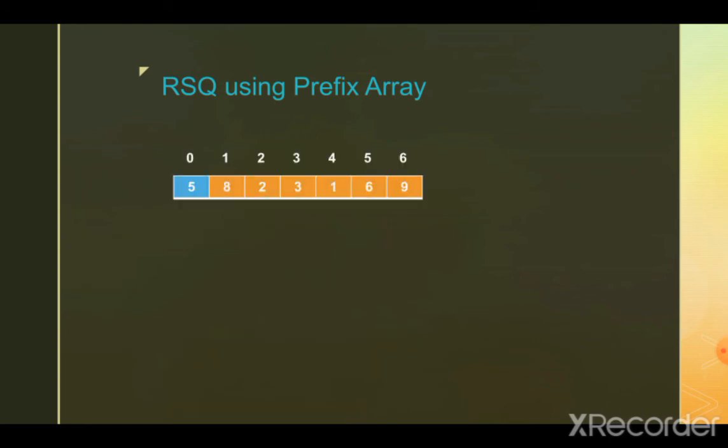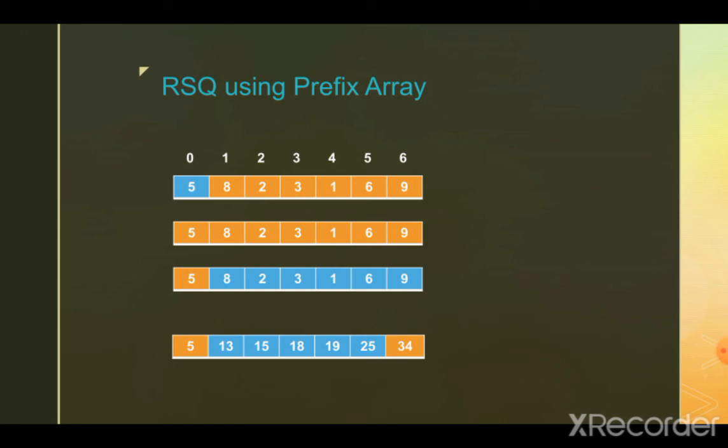Now let us consider another example for determining the range sum query using the prefix array. Suppose we want to determine the range sum of the range from 1 to 6 inclusive. So the range is highlighted, and then this is nothing but the range from 0 to 6 minus the range from 0 to 0. This gives the answer.